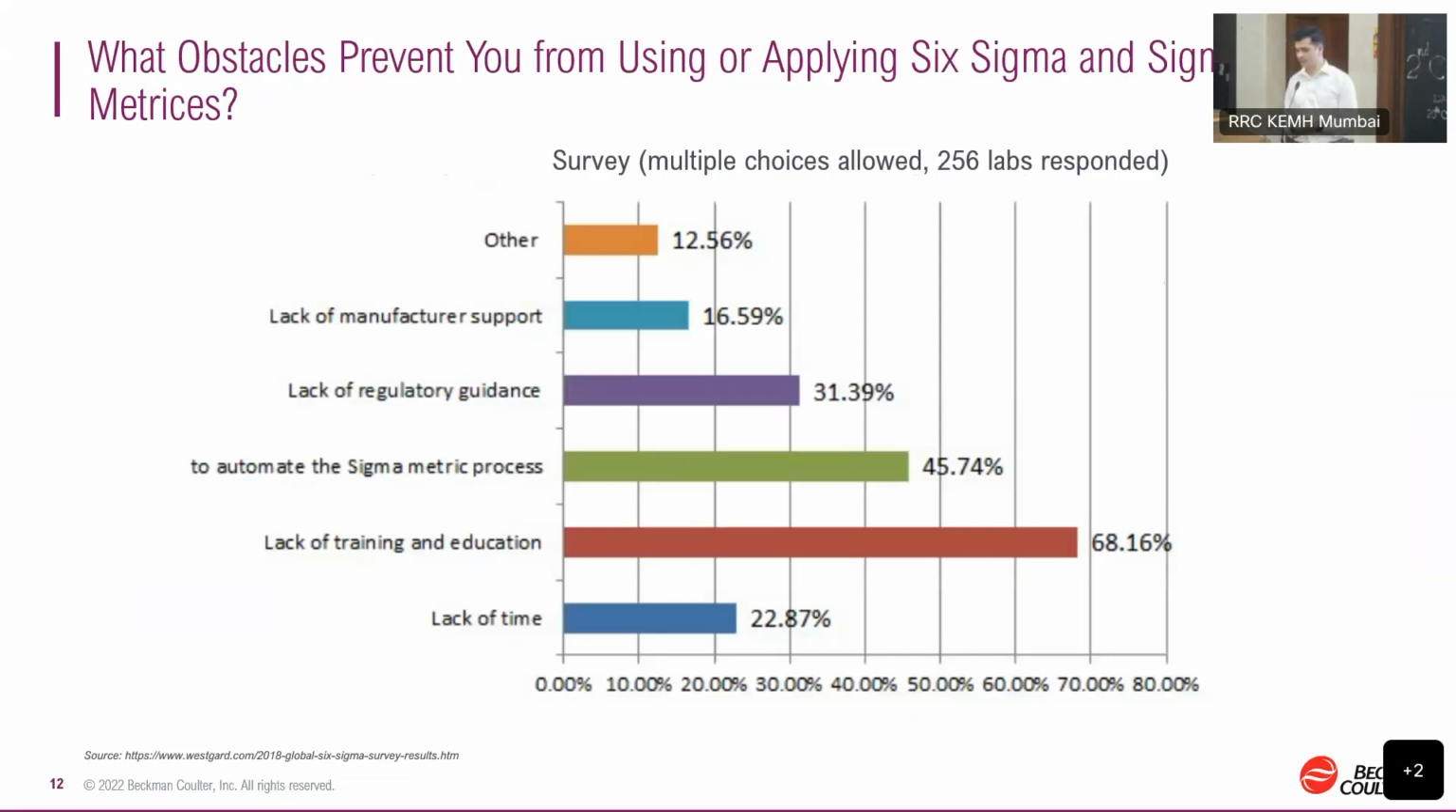Then 45% of people believe that there was no automated process for assessing Six Sigma. And then 31% believe that there is a lack of regulation or guidelines because there is no mandate around it. Others are like lack of time, lack of manufacturer support, and there are other causes there. Is it relating to the thinking or the thought of like this?